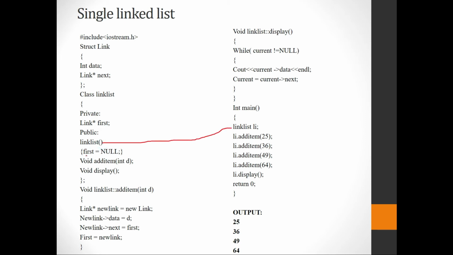Now you have something which is called first. The first is going to be a pointer, only a pointer. So now it has been connected to null. So you only have the node which is just a pointer, and it is pointing to null now. Okay. So after seeing the closing bracket, it comes to the next line. It says li.addItem of 25.